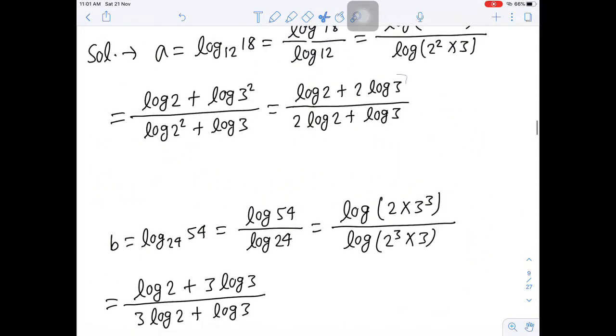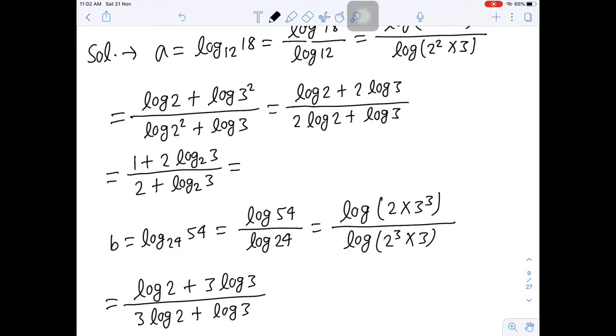Suppose you divide this entire expression, both numerator and denominator, by log 2. So log 2 by log 2 will become 1, plus log 3 divided by log 2. According to the rule of log, when you divide log 3 by log 2, it can be written as log 3 base 2. So it will become 2 times log 3 base 2 divided by 2 log 2, so it will become 2 plus log 3 base 2.